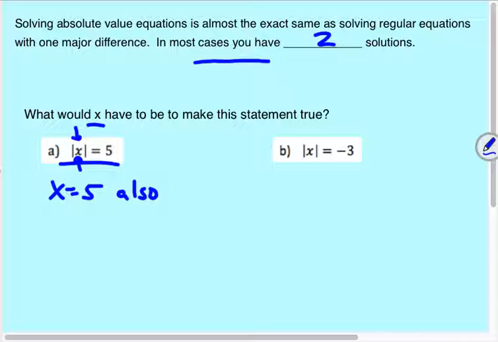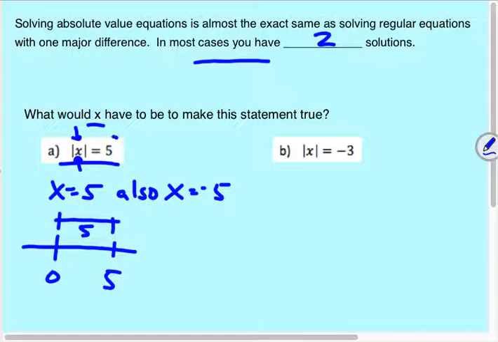this x right here, if it was negative 5, the absolute value of negative 5 is positive 5, so you can say x equals also negative 5. If you're looking at this on the number line, here's 0, here's 5. What's the distance between those two? 5. This 5 right here.